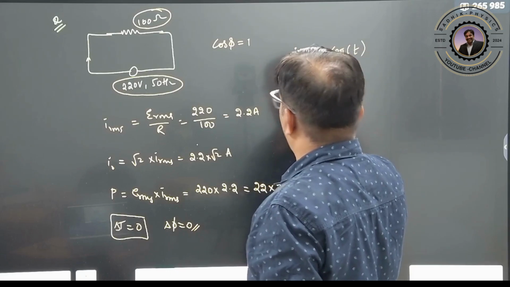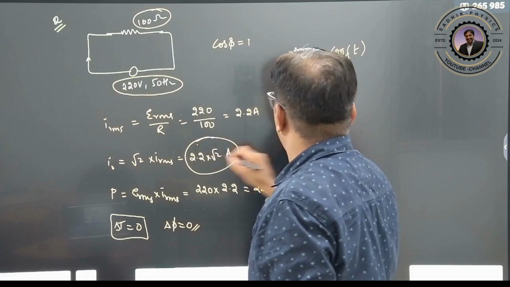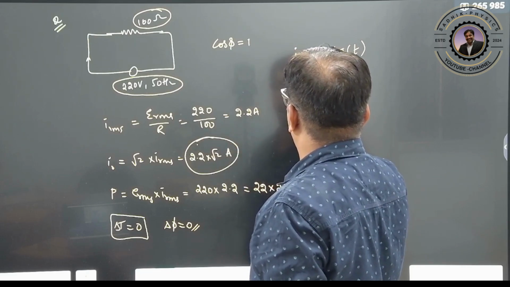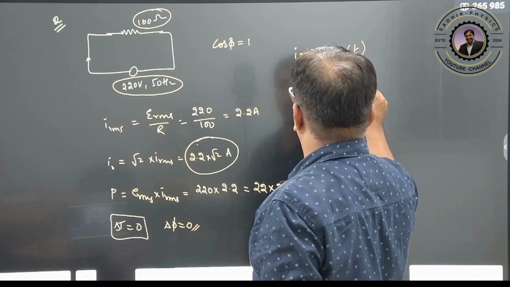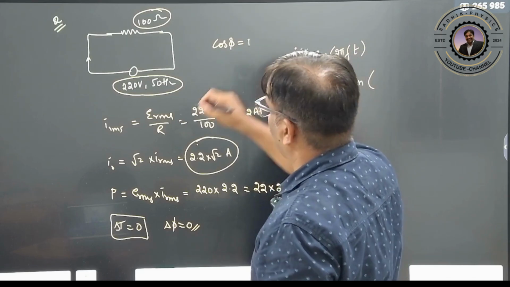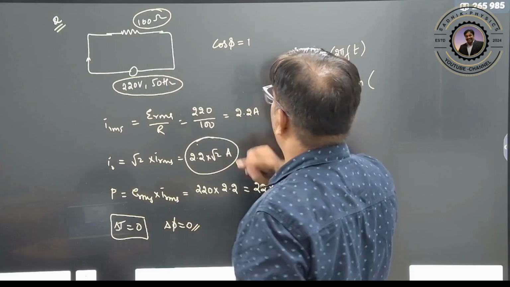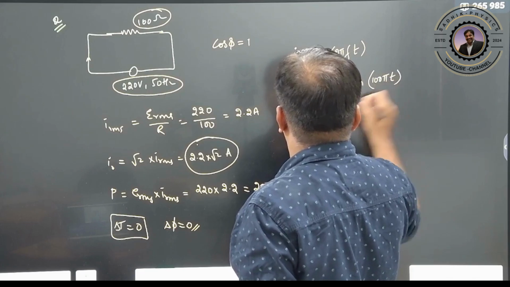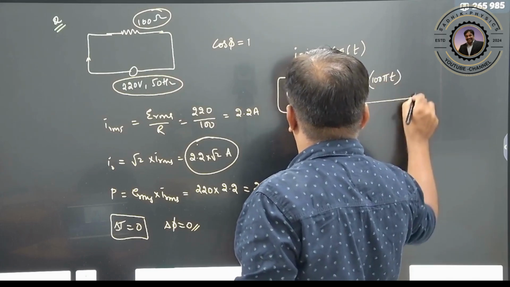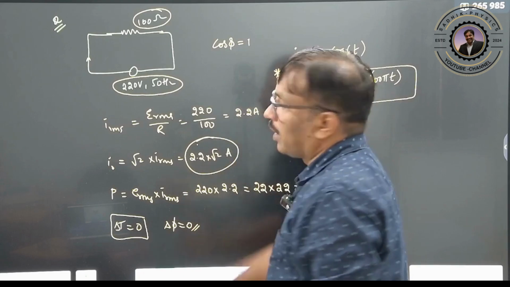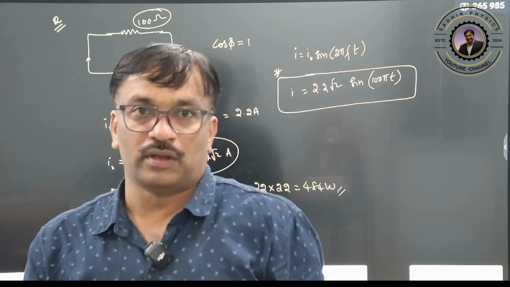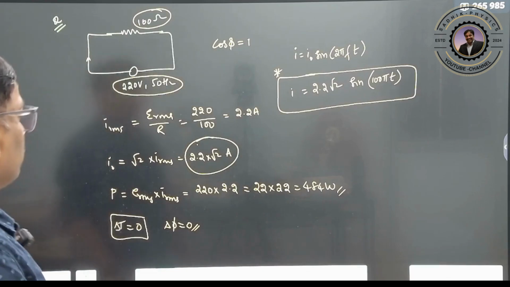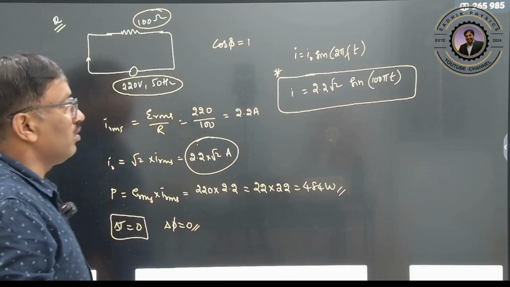Clear? I naught I got it as how much now? So 2.2 into root 2 into sine of 2 pi into f. F is nothing but how much now? 50. 50 into 200, therefore 100 pi t. So this is your current equation after this. Clear? You understand, no? So therefore they may ask you in different ways also, you can try it.